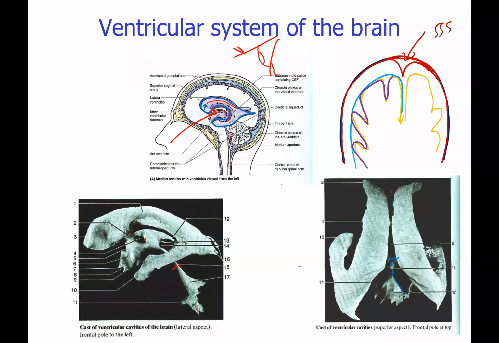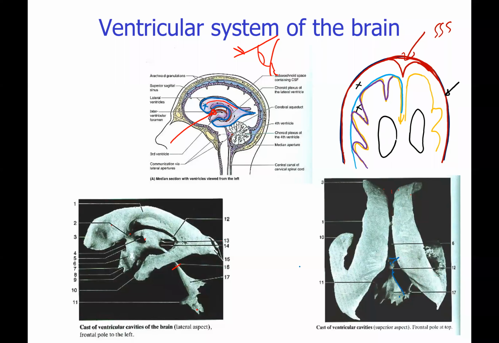Now if you go for the spaces, I'll take a different color. Between the skull and the endosteal layer of dura mater, that is the extradural space or epidural space. Between the arachnoid mater and the dura mater, it's the subdural space because it's below the dura mater. And between the arachnoid mater and pia mater, this is called the subarachnoid space. Now you get the ventricles inside, lateral ventricles, third ventricle and fourth ventricle.